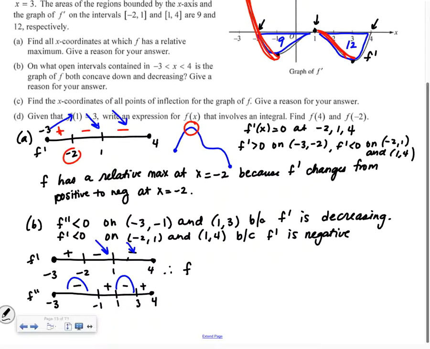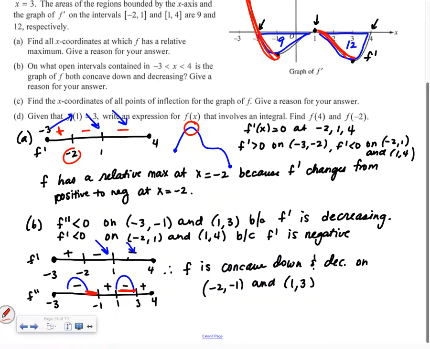So therefore, f is concave down and decreasing on 2 intervals. It's going to be this little bitty one right here, from -2 to -1, and also from 1 to 3. So like from here to here.